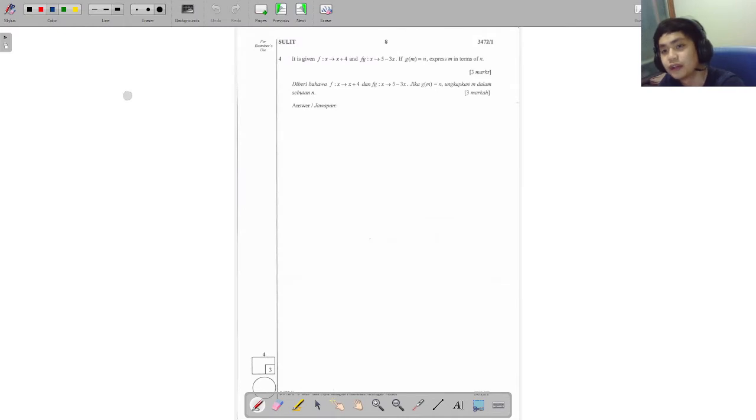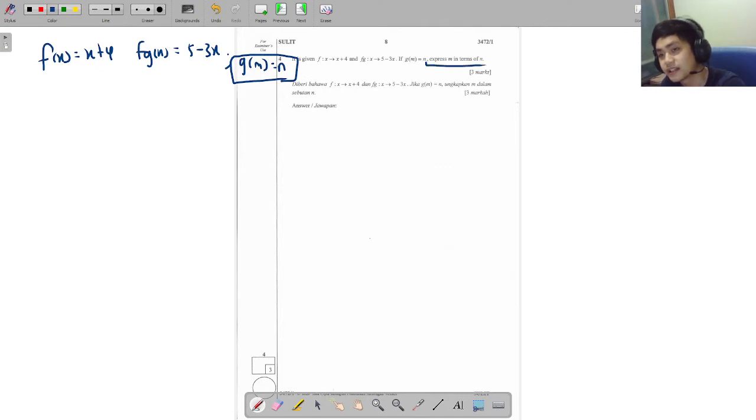So number 4, it is given that f(x) equals x plus 4, fg(x) equals 5 minus 3x, g(m) equals n. Express m in terms of n. So what we have here is we want to work with g(m) equals n, because they ask us to express m in terms of n. So the only way to do that is we have to work from g. To get g, we can take the composite function. So I write this as fg(x) equals 5 minus 3x.